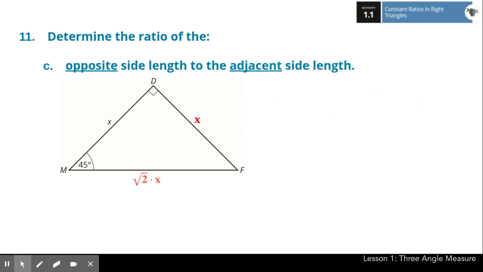And now this one's a little different. Opposite side over the adjacent side. Well, that's just x over x, so that would equal 1.